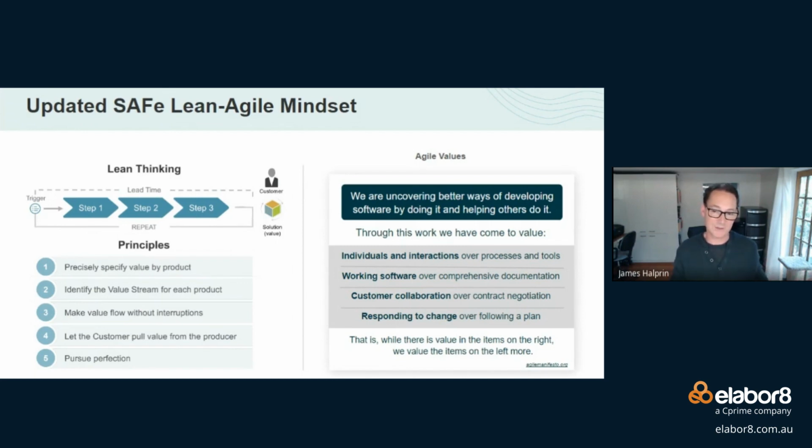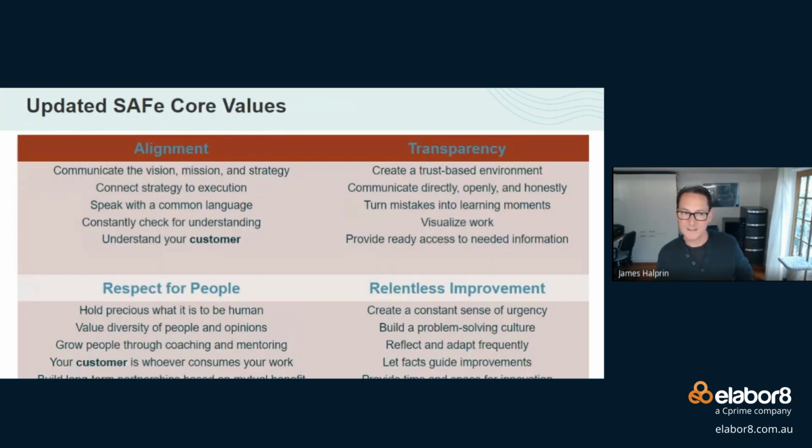Where does SAFe get its Agile influence from? Well, of course, that's from the Agile manifesto. Nothing's changed there. That was released in February 2001 and still continues to drive the mindset behind agility today. SAFe has 4 core values. It always had 4 core values, but there's been some changes there.